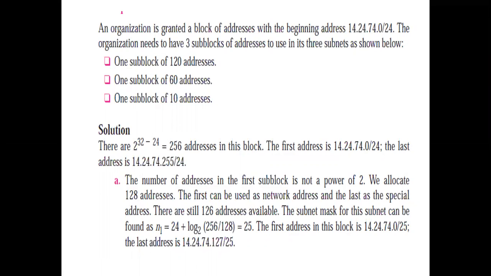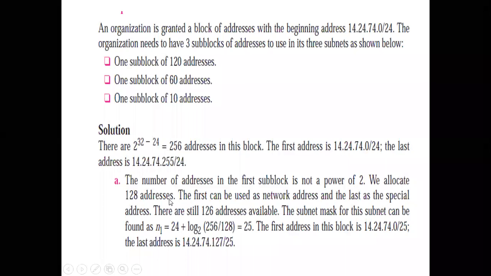When you allocate 128 addresses, by default the first address is the network address and the last address is the special broadcast address. So only 126 addresses will be available for the machines, because the first is the network address and the last is the broadcast; 128 minus 2 has gone, so 126 will be available to you.